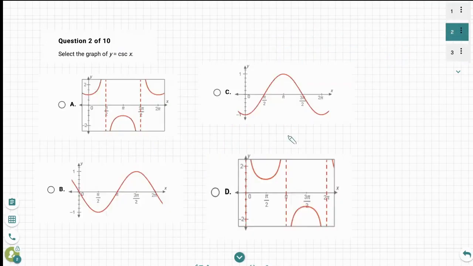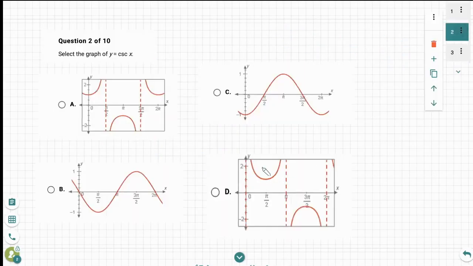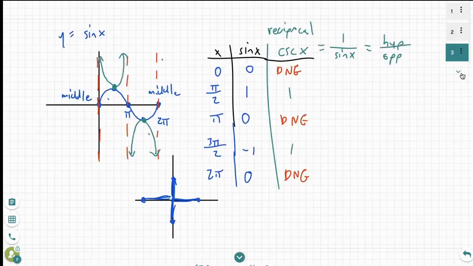If you go back to the picture, which one would you say is the cosecant graph? Should be D. Yeah, exactly. There should be an asymptote at the origin, and then it alternates U's. Okay, this one.